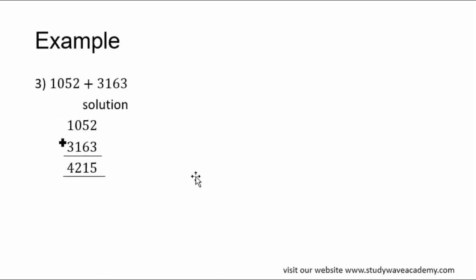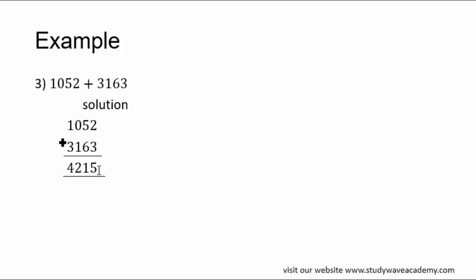So here we have 1,052 plus 3,163. We place them according to their place value. Ones in ones, tens in tens, hundreds in hundreds, thousands in thousands. Right? So 1052 plus 3163. 2 plus 3 is going to give us 5. So we write 5 because there is no number to carry over, right?